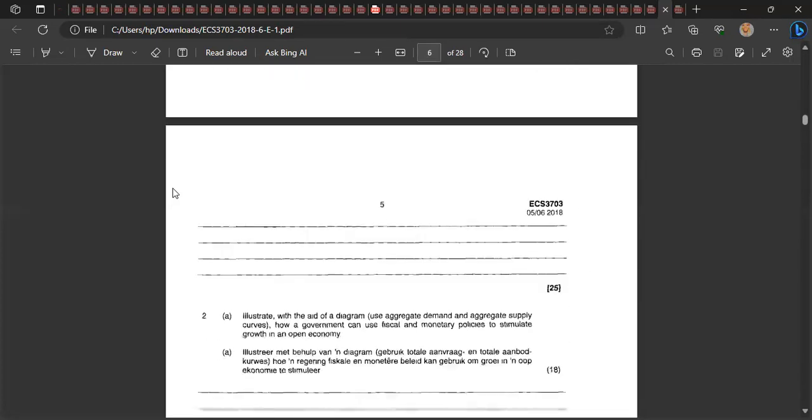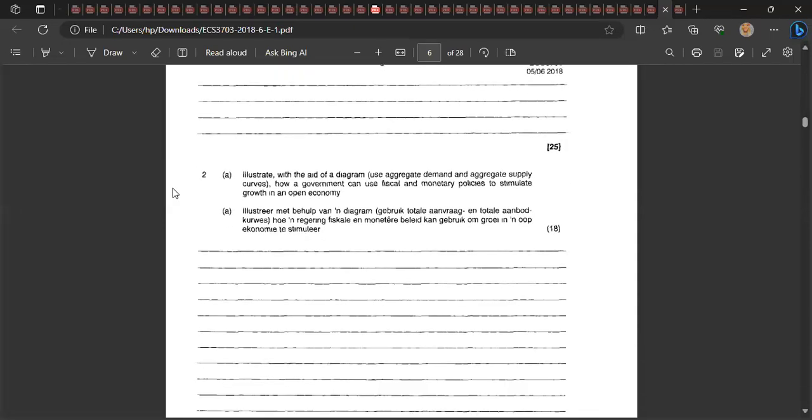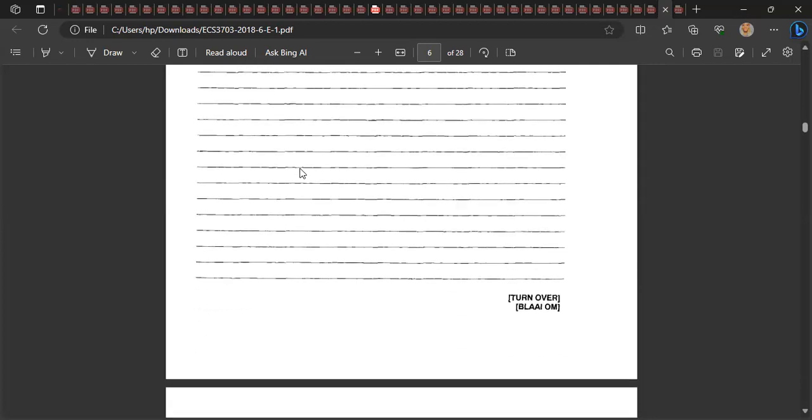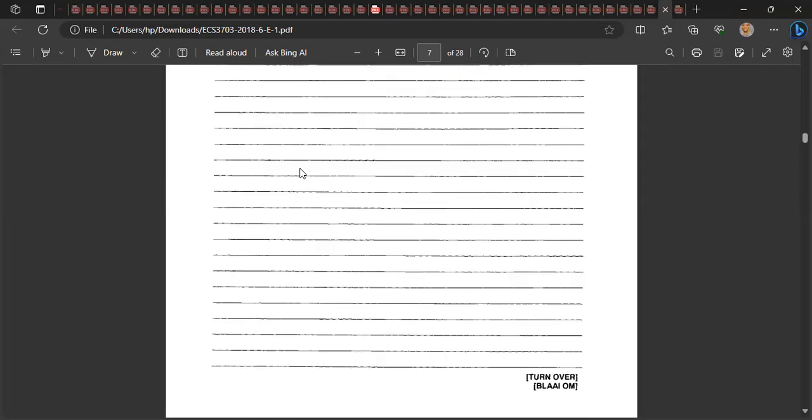All right. So this was still on the 2018 paper. Illustrate with the aid of a diagram, using aggregate demand and aggregate supply curves, how the government can use fiscal and monetary policy to stimulate economic growth. So this one is a lot simpler, isn't it? I don't think we even drew these graphs. They are pretty straightforward.